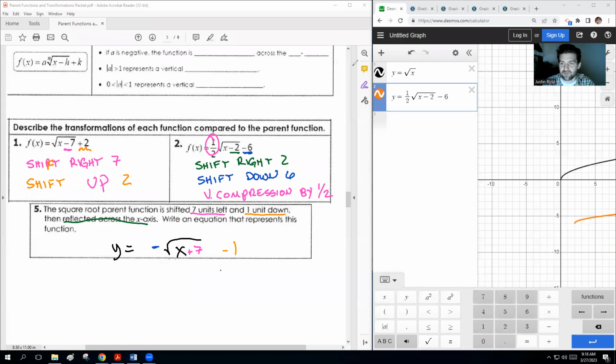Let's double check that with our answer here. We make it negative on the outside, and that flipped it over the x-axis. We got +7, which shifts it to the left, and -1 shifts it down. All righty, looks like we did it right.